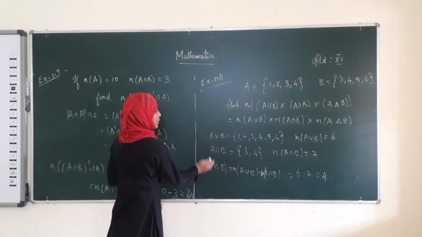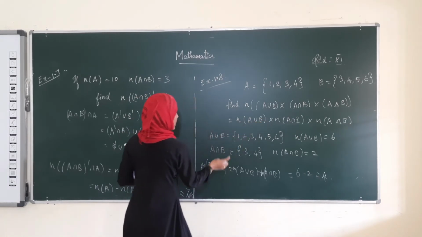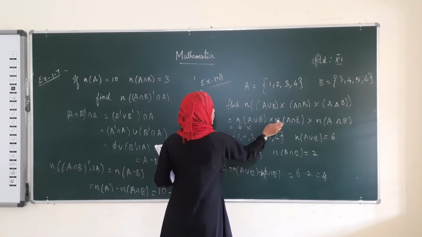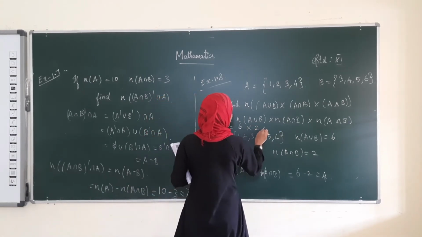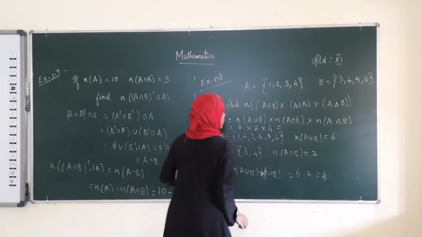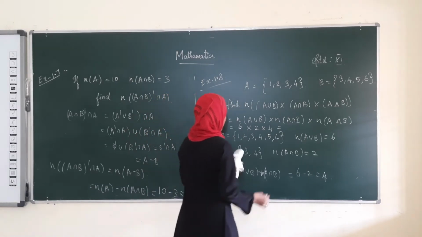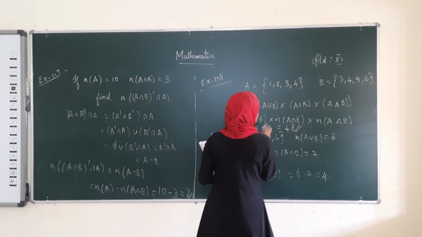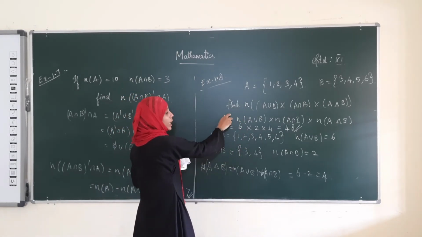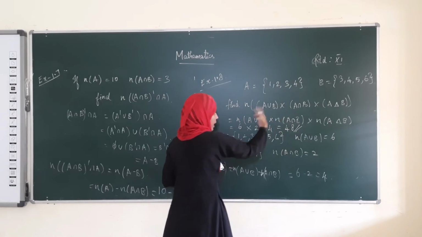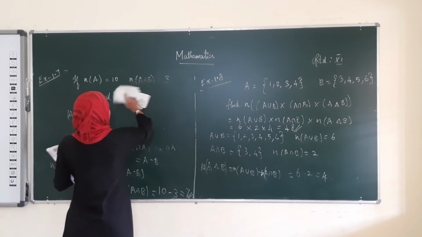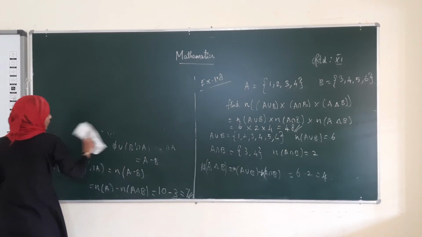Therefore, we just have to substitute the values here. That is, n of A union B's value is 6, times n of A intersection B's value 2, times n of A symmetric difference B's value 4. 6 times 2 is 12, 12 times 4 is 48. Okay, we just write it in a formula, then we find these three values, then we substitute in the formula, then we get the answer. In the next, we are going to see the last example.